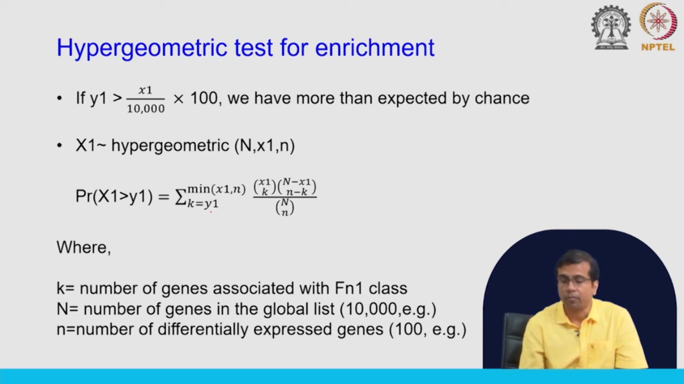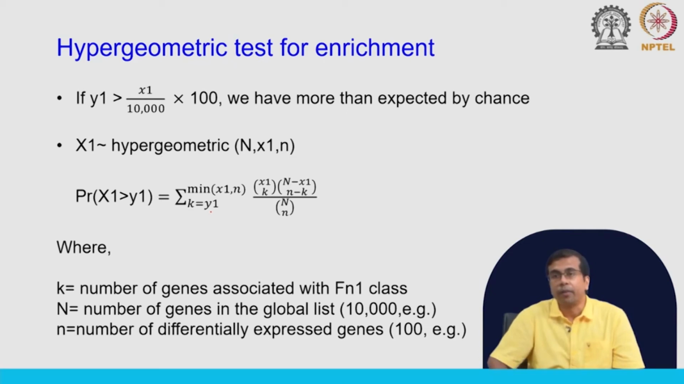So, this can vary from y1 to x1 or n, and then you have capital N, this is the number of genes in the global list. So, in our example, this is 10,000 and small n is the number of differentially expressed genes, that is 100, in our example. Okay. So, this probability will give us the p value.